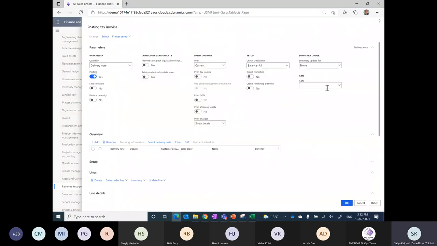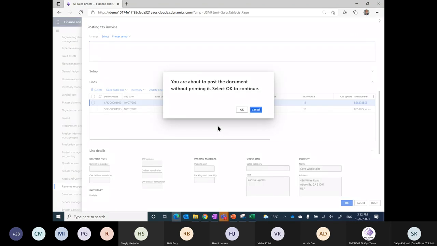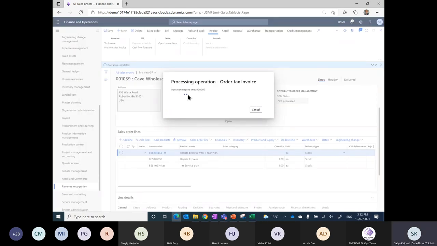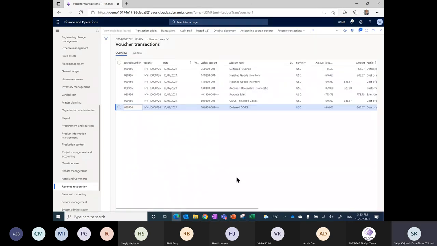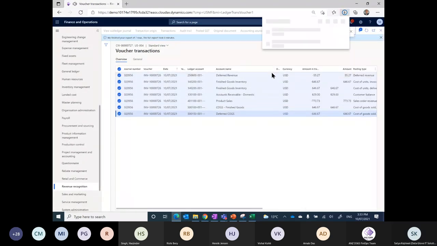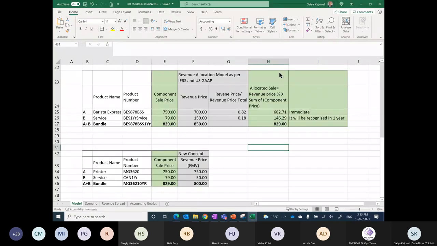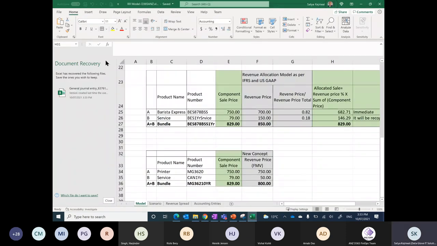And creating the invoice. Okay, this is the invoice now, and that's the voucher. And let me export this in Excel. Right. The file crashed. Okay, I'll come back to this file. Before that, let's go to our original example.